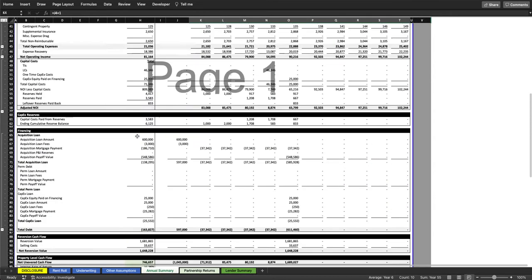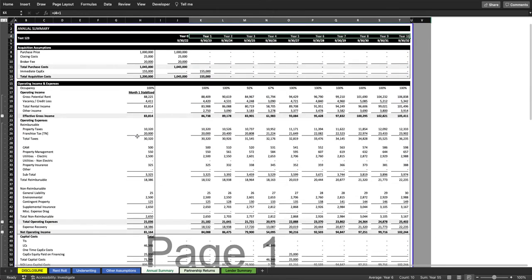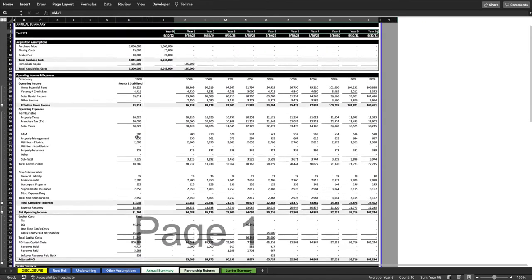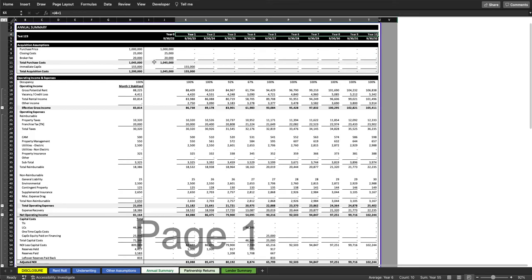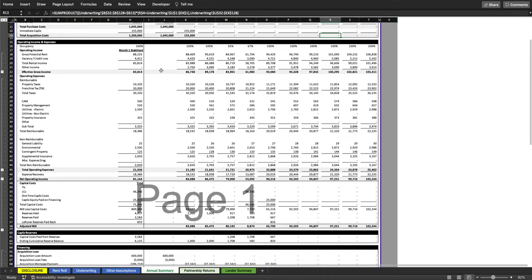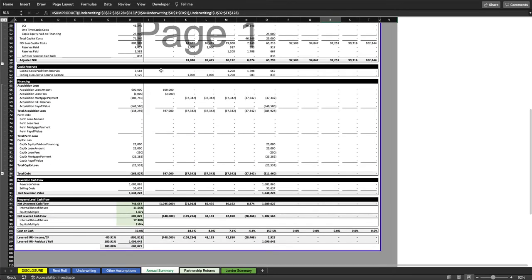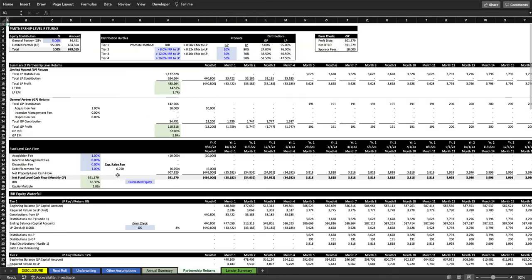Next, we have an annual summary. So this is just a snapshot of the underwriting tab, but annualized. So as I said before, the underwriting tab is broken out by month for 10 years, and this is just broken out by year. Then we have a partnership returns tab.